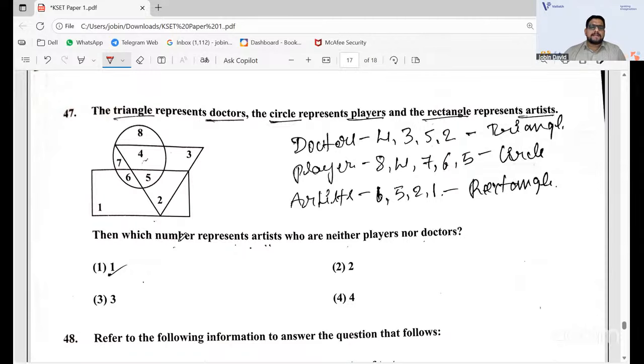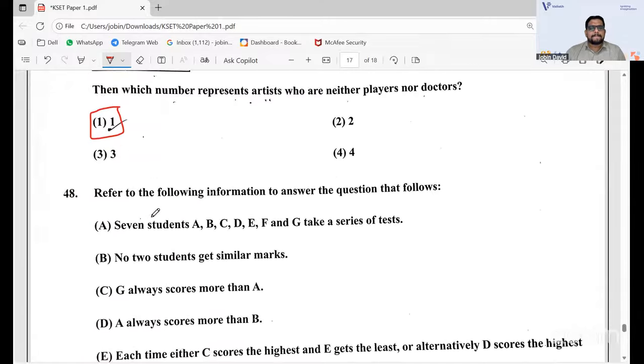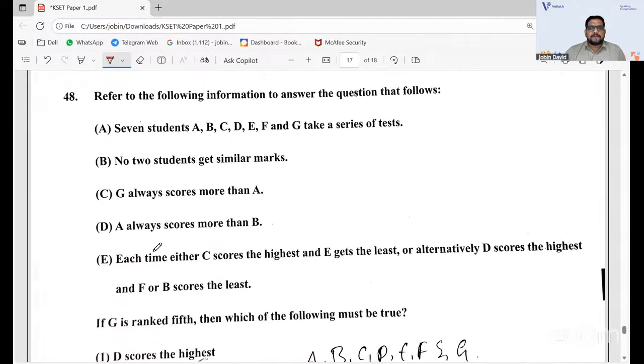So you need to understand which number represents artists who are neither players nor doctors. So obviously the answer is 1. The option is 1 only. 47, the option 1.